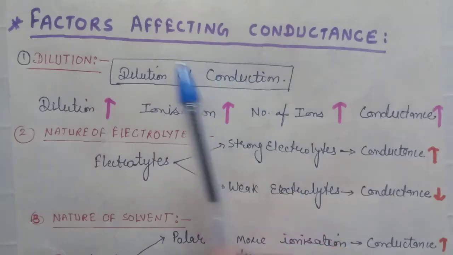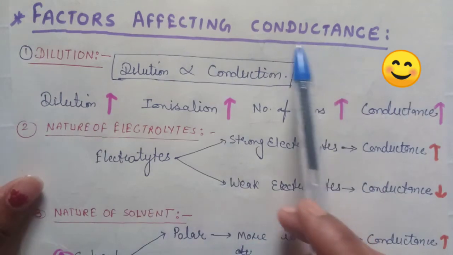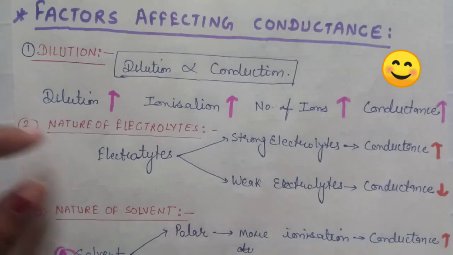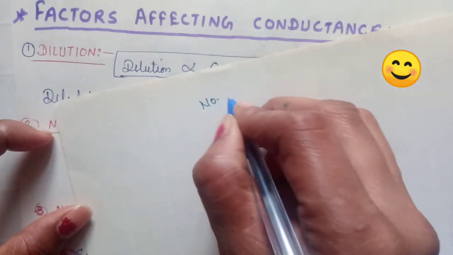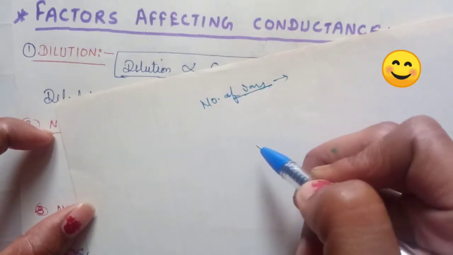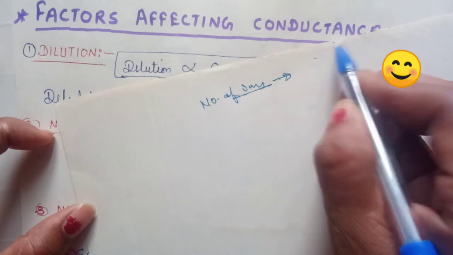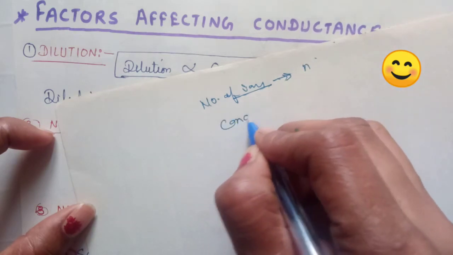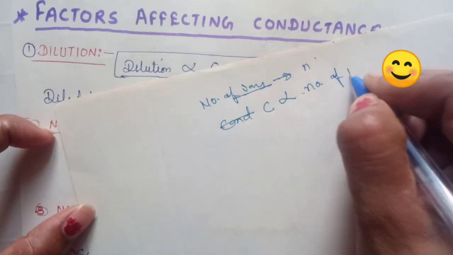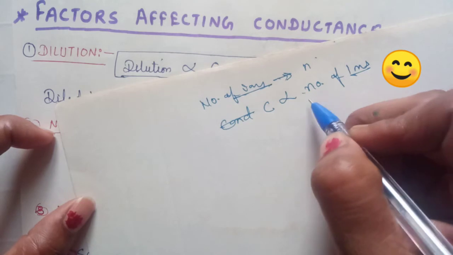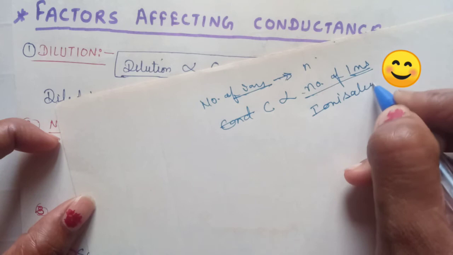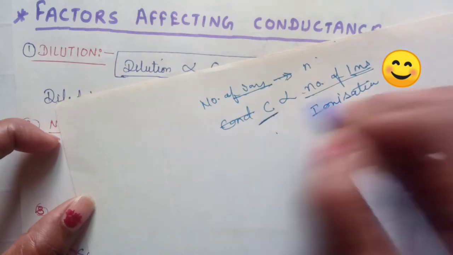Clear? Now we will discuss the factors affecting conductance, only conductance. Okay, conductance of the electrolyte depends upon the number of ions. More the ions, more the charge carriers. More the charge carriers means more the conductance. So we can say conductance C is directly proportional to the number of ions. The factors affecting the number of ions, meaning degree of ionization, will also affect the conductance.